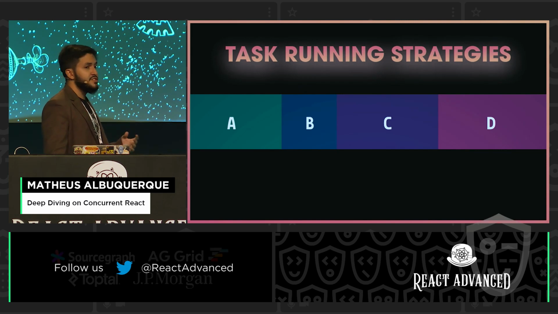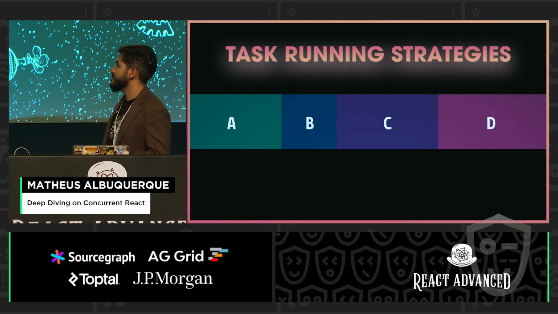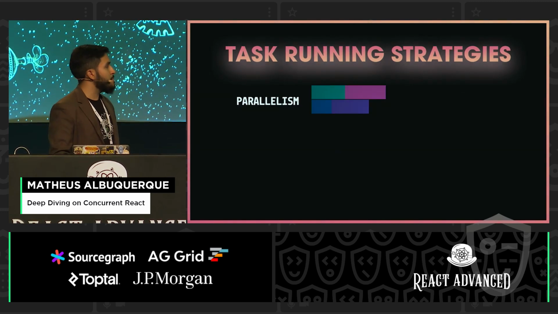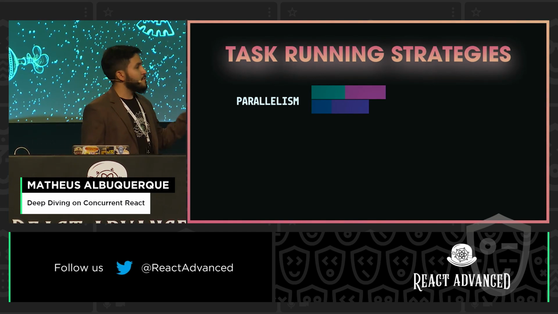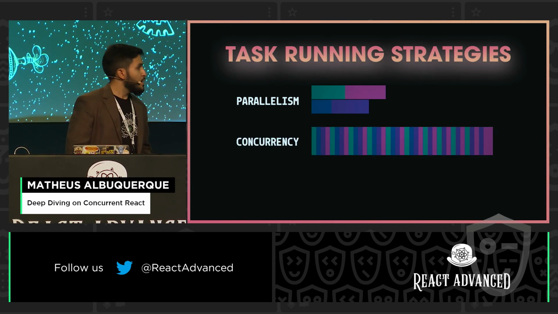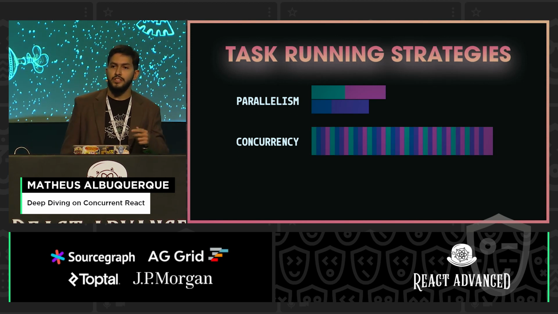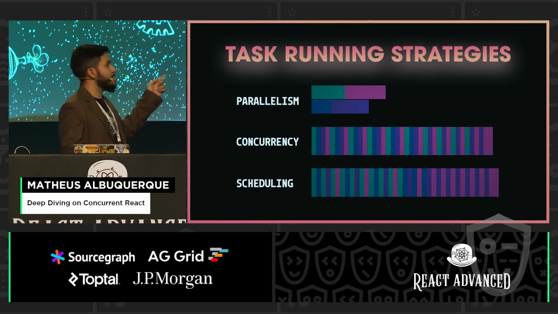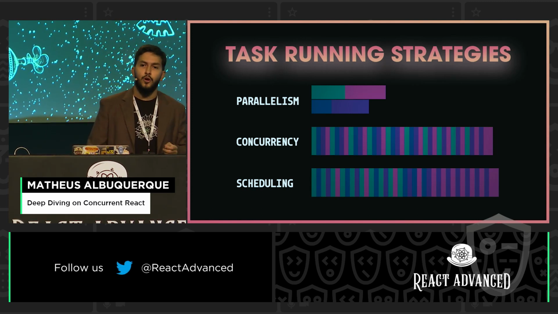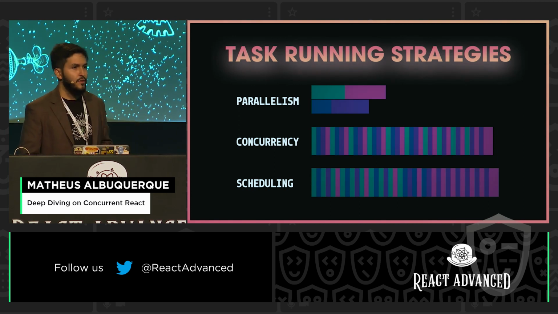To do that, we start discussing some task running strategies. Let's say we have 4 tasks we want to run in the browser: A, B, C, and D. We could go with a parallel approach, where multiple tasks run on multiple CPU cores at the same time. We could have concurrency, where we have one single thread but quickly switch between the tasks to give the idea of concurrency. And we could have scheduling, which is pretty much like concurrency, but with an extra piece of software called a scheduler, assigning different priorities to different tasks and organizing the whole thing.